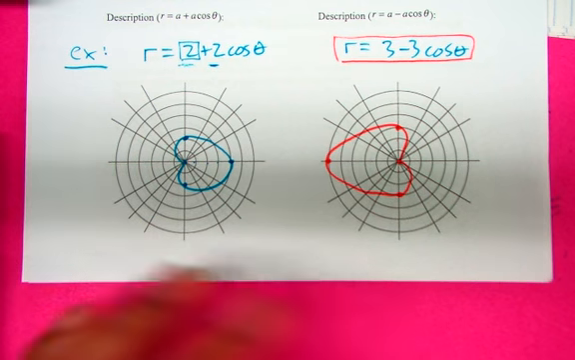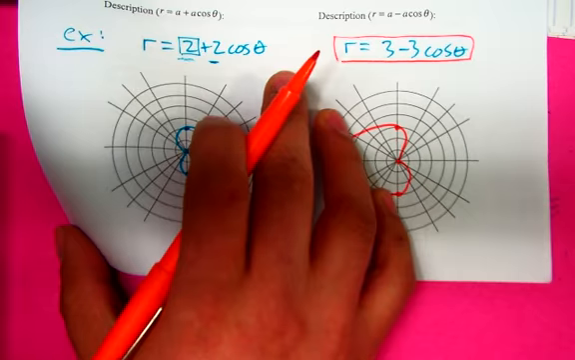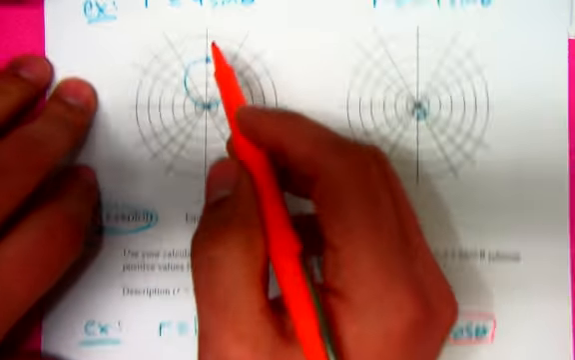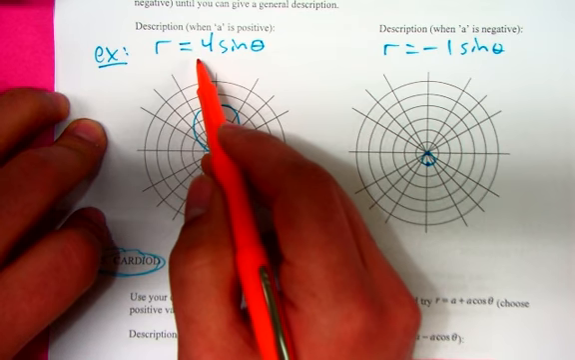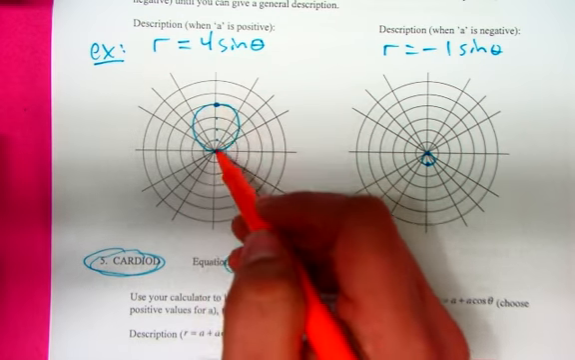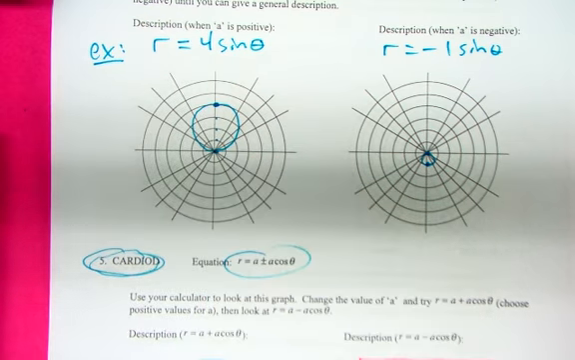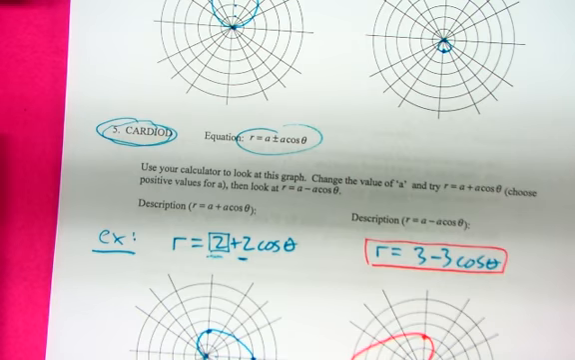So, look, it's kind of the same, except it's a different shape. But if we go back to this one, for instance, there is no number, right? It'd be like 0 plus 4 sine theta. But you're still going out 4 in the positive y direction. Does that make sense? Okay.